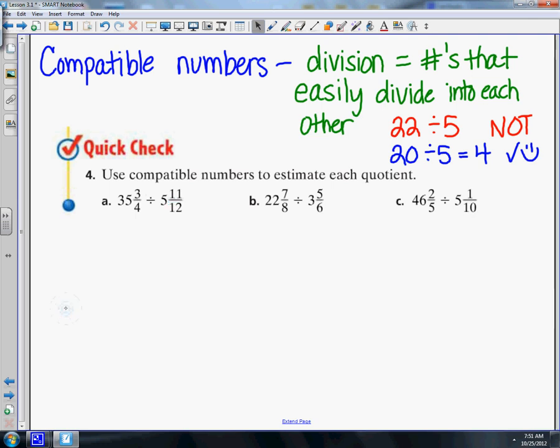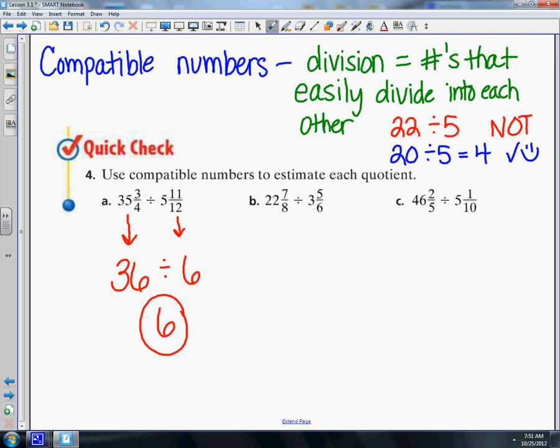So let's try this first one, and then you can try the other ones. So I have 35 3/4 divided by 5 11/12. So I'm going to round this to 36, and then I'm going to round this up to 6 because I want something that will easily divide into 36. And 36 divided by 6 is 6. So try B and C, and then we will correct.